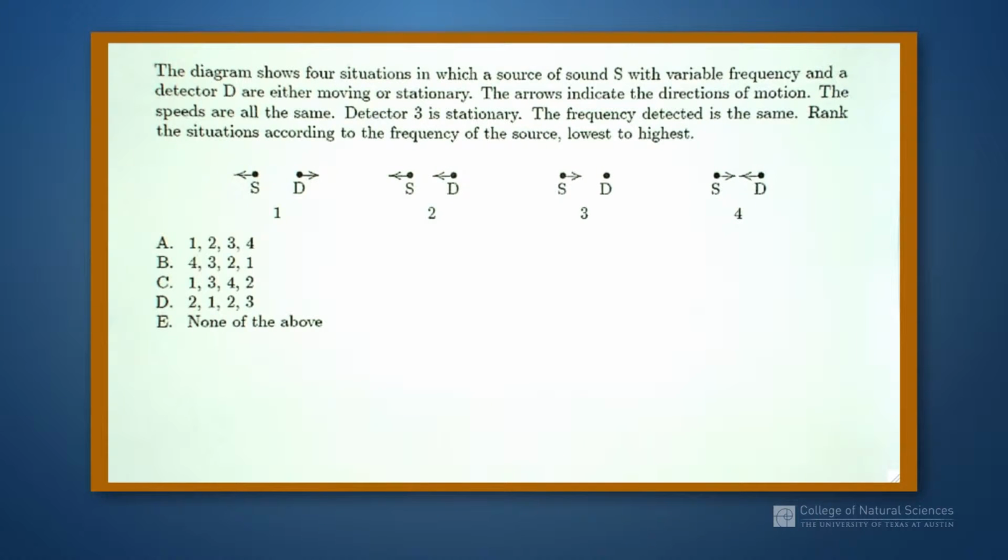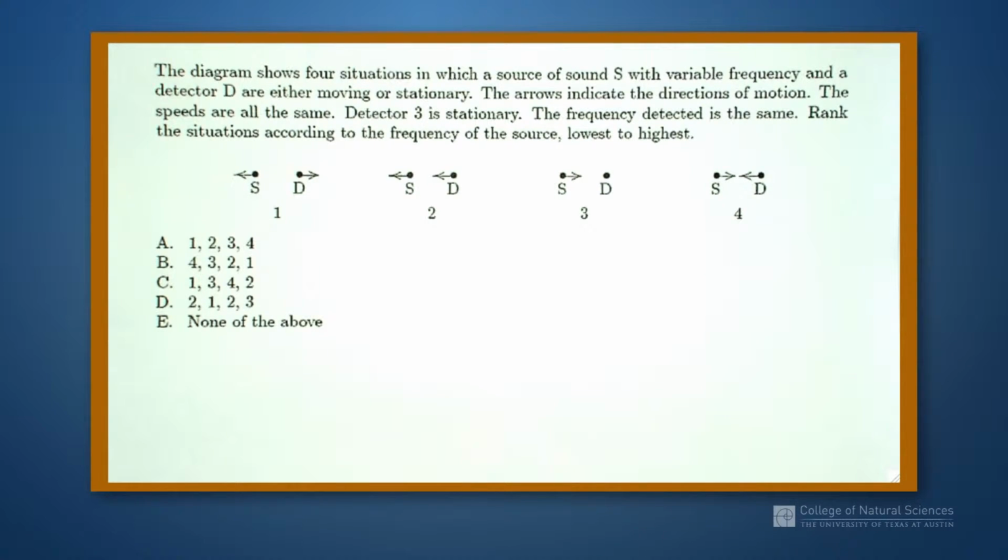So this question is a little bit tricky to read, but let's look at it together. It says that we have 4 situations for which we have a source and a detector. And the source has a variable frequency that it can emit at. So it's a speaker that changes its frequency.